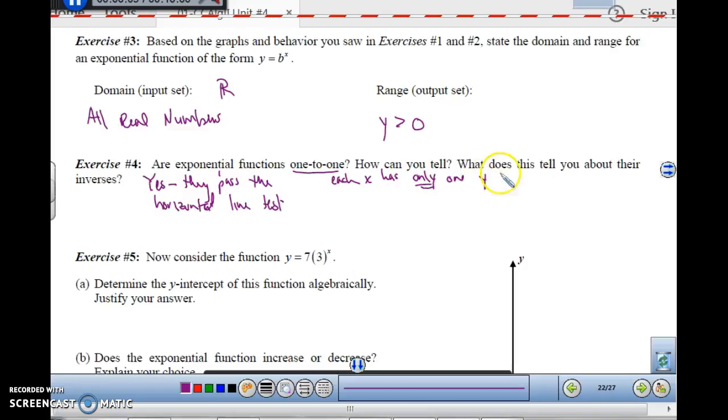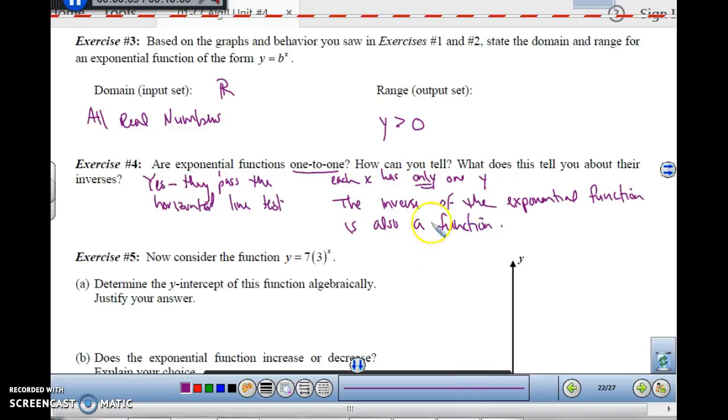Okay, now what does this tell you about their inverses? Well, remember the reason we do one-to-one is to tell if functions have an inverse or not. So this tells us that the inverse of the exponential function is also a function. It has an inverse. You can do the inverse of the exponential function.